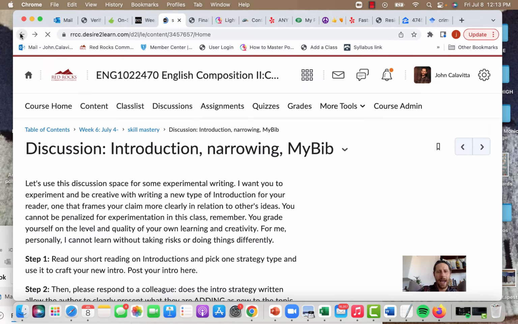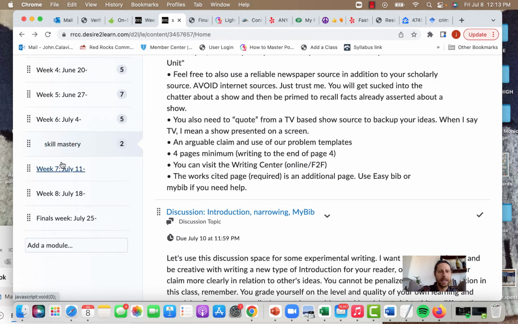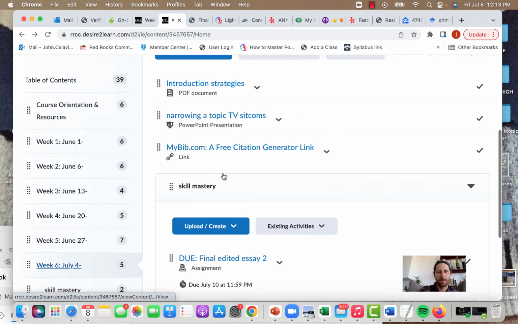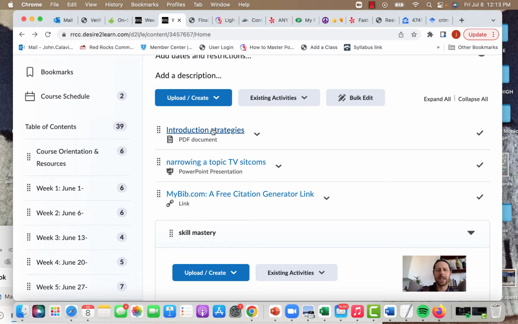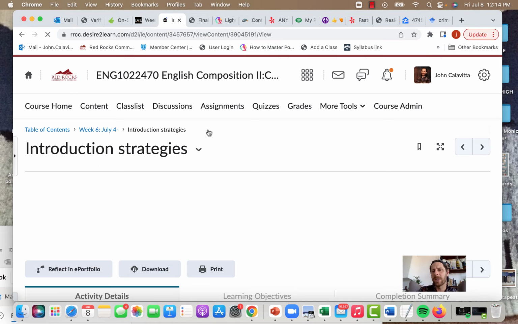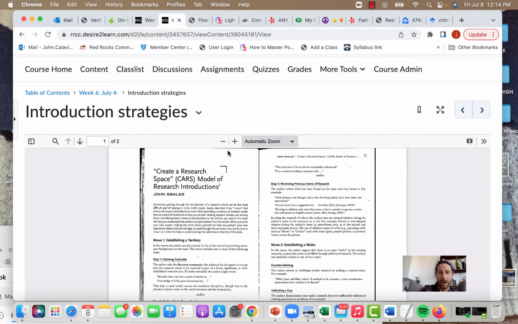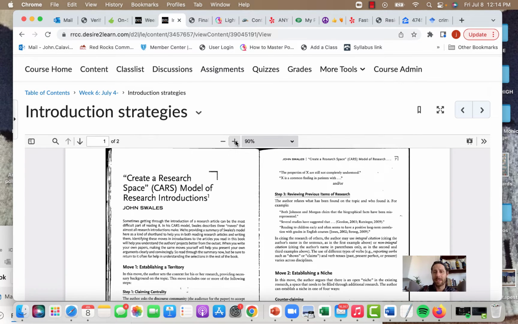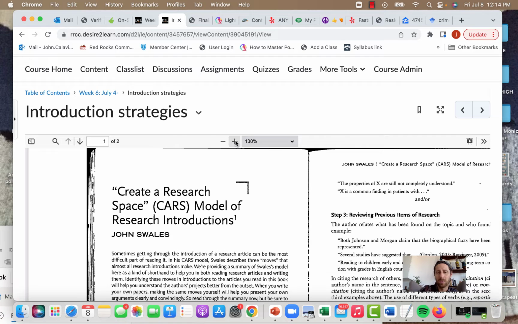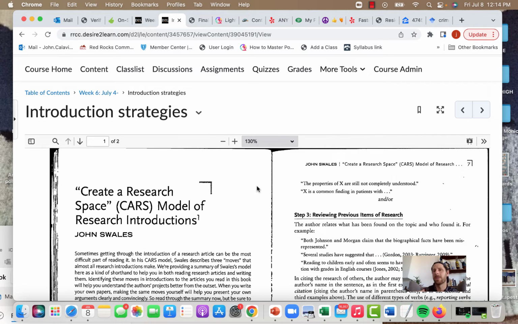Let's take a look at the things this week. Let's take a look at the introduction strategies. This is a really cool reading. I love this reading. A lot of us may not be aware of these different types of intro strategies, right? These are what professional writers use to start any type of professional writing project, right? If they're writing journalism or sociology, anthropology, biologists would use this, right?